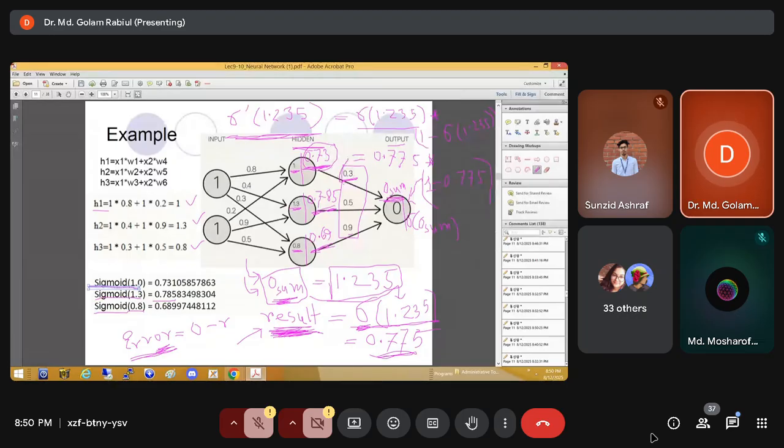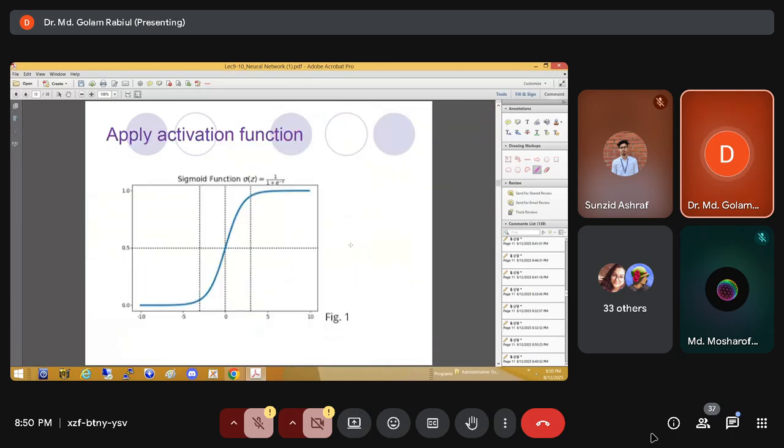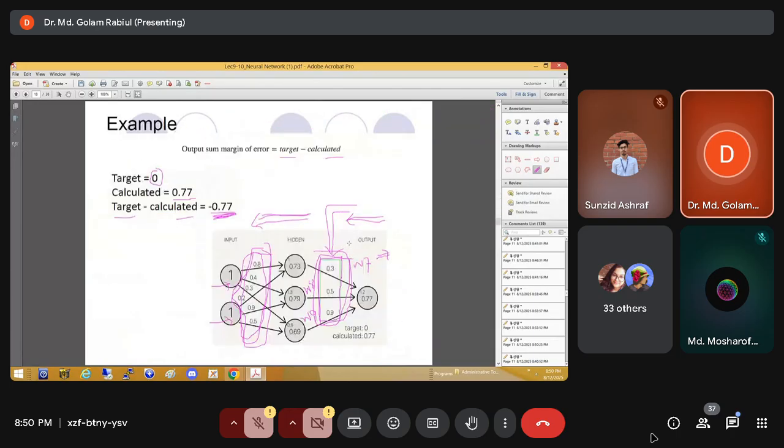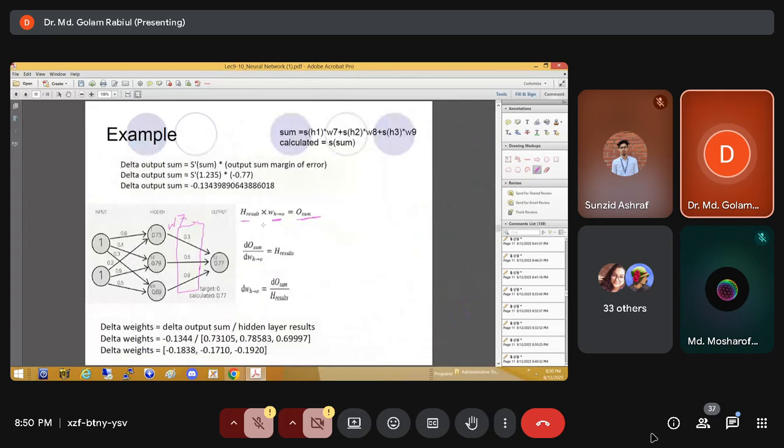And then we multiplied those results with the hidden to output layer weights. Okay, so that's the equation we have used so far. That's why it is written hidden layer results times weight of hidden to output layer. So with these weights, we will get the output sum. This equation we have already utilized to find out the output sum.